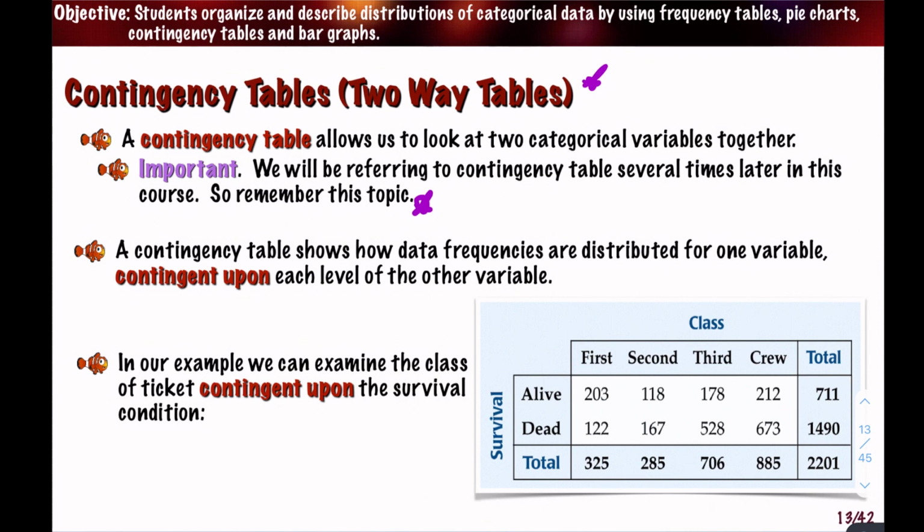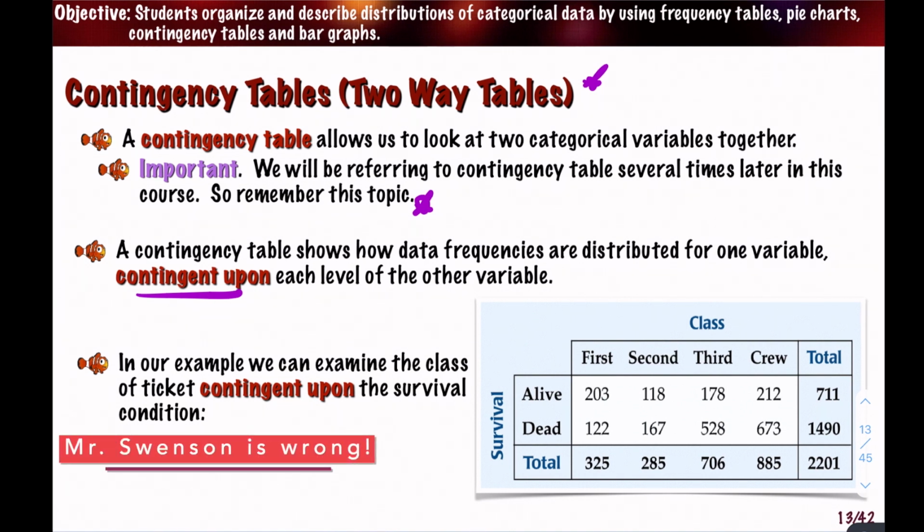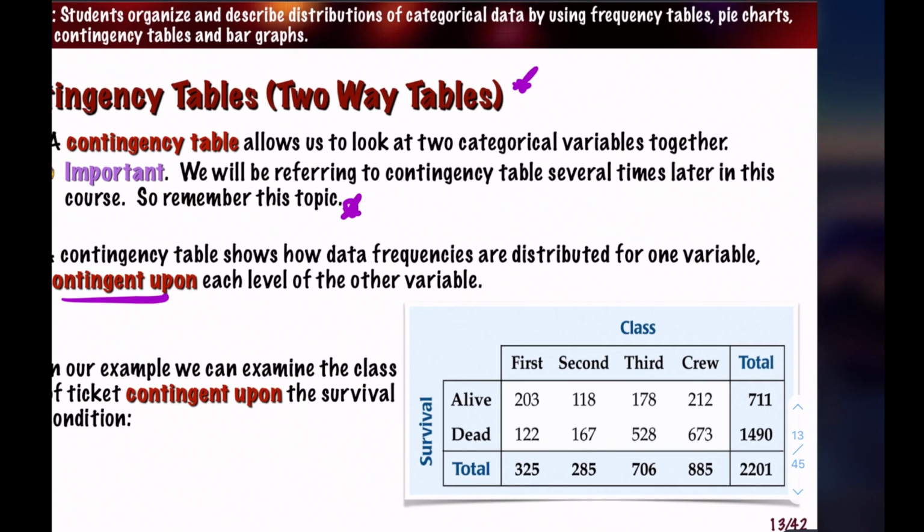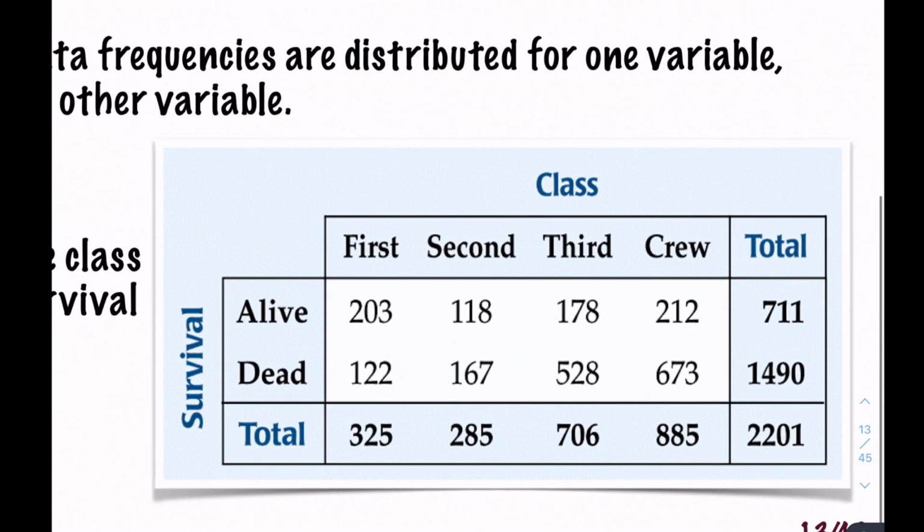So, a contingency table shows how data frequencies are distributed for one variable contingent upon each level of the other variable. In our example, if we're talking about the Titanic, many of you have seen the movie or heard of it in history. Titanic, epic crash, big fail, 1917. We are 103 years past that. So in our example, we can examine the class of ticket contingent upon survival. This gives us a little more of a look at who lived and who died.